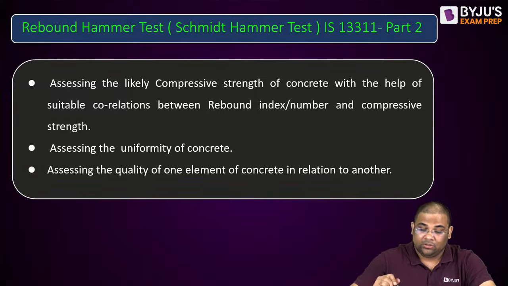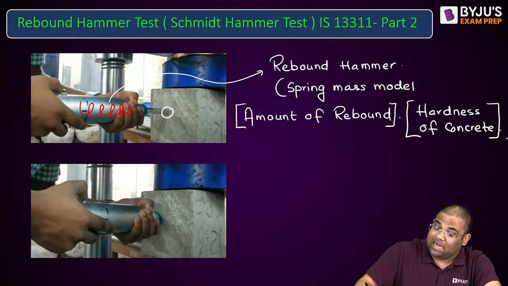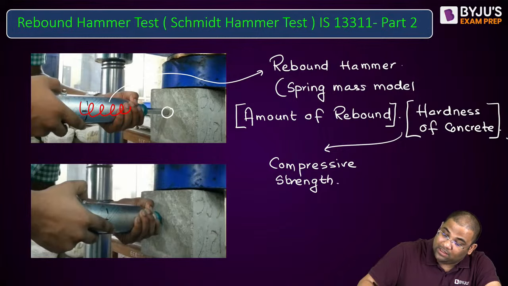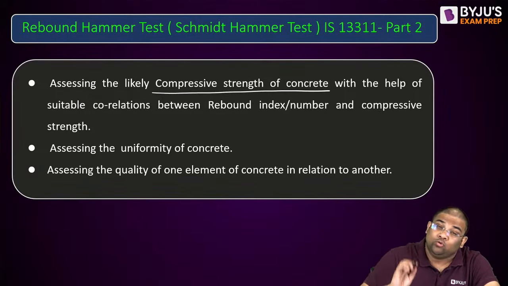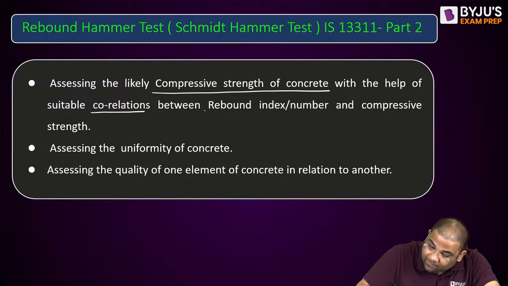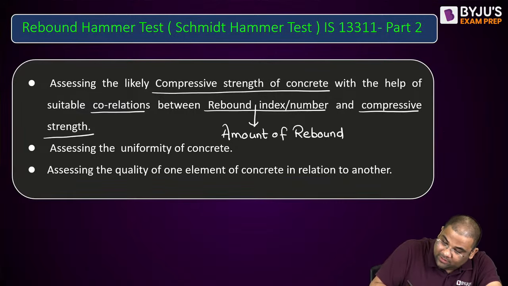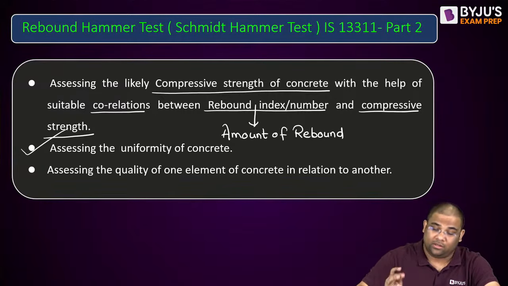Okay, so let us see. Assessing the likely compressive strength of concrete. So we find out the compressive strength of concrete. See, hardness of concrete will depend on what? Compressive strength and quality of concrete, right? So we find out the compressive strength of concrete based on this rebound, with the help of suitable correlations between the rebound index or number. This rebound index number is what? It is a way to denote the amount of rebound. So there are correlations between the amount of rebound and the compressive strength. And that will also decide the uniformity of concrete, and also help compare the quality of one concrete to another concrete. Yes?